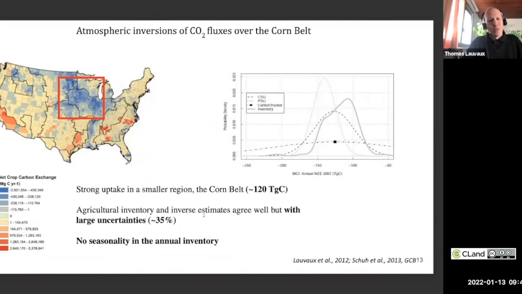However, it's still a very large uncertainty because this is the largest sink over North America. It's about 100 teragram of carbon in that little box, which is quite significant. It might be about 1/5 of the entire North American sink. And you see that the error bars are significant, even for the inventory. So we do have a certain degree of convergence, but still quite large error bars. If you look at the global inversion, you barely see the Gaussian because it's too wide to be seen on that plot.